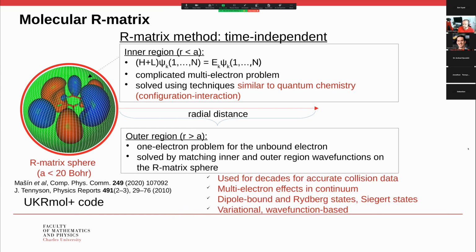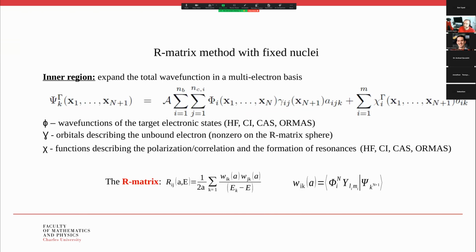As I said, and as you know, this has been used for decades to calculate accurate collision data of electron collisions with molecules. It's also very much suitable to describe all kinds of bound states, such as dipole bound states or Rydberg states. And it's a variational and wave function based method. Just a few more details about this. The method in the inner region uses the so-called close coupling expansion, which represents the wave function as an expansion into bases which describe different types of processes.